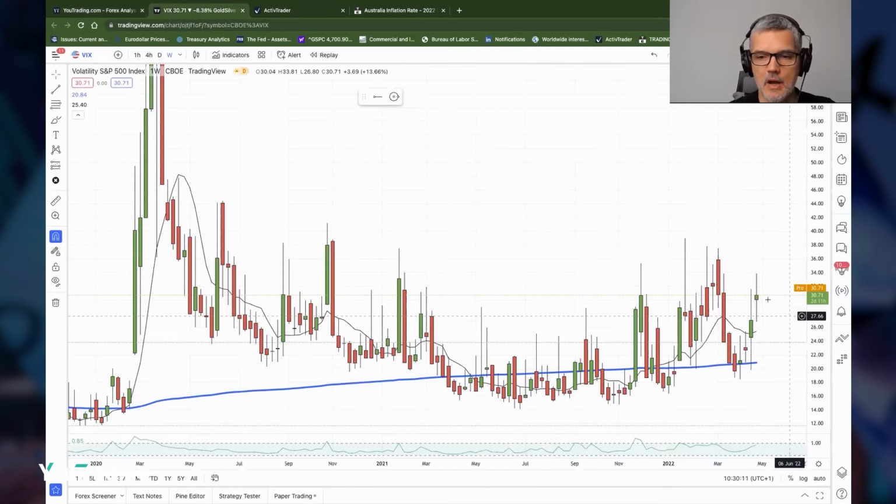Going to the VIX, we've also got an elevated VIX. It's due to open up above 30 again. So we're expecting to see range expansions, which is good for trending days and things like that.